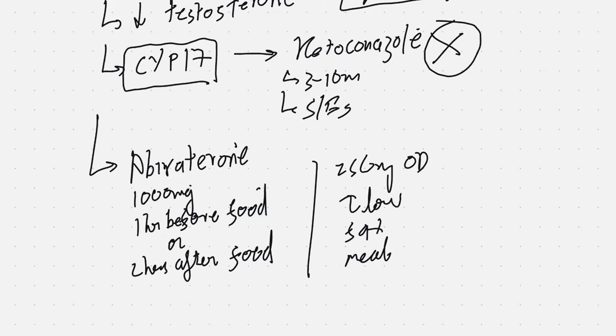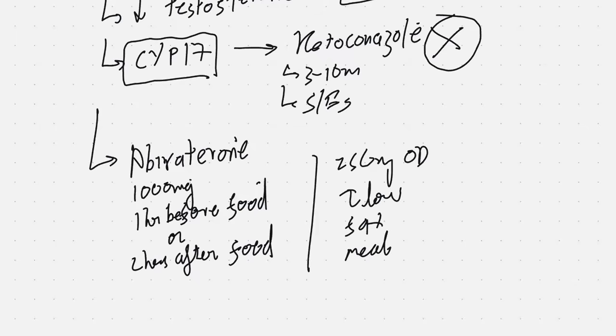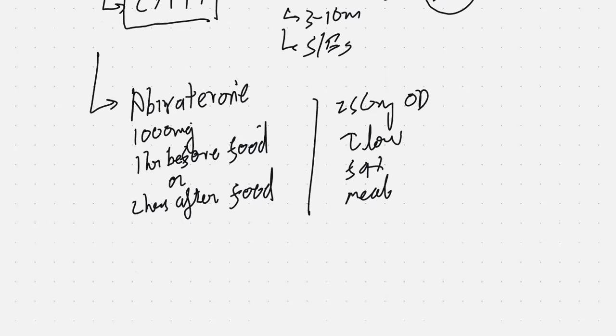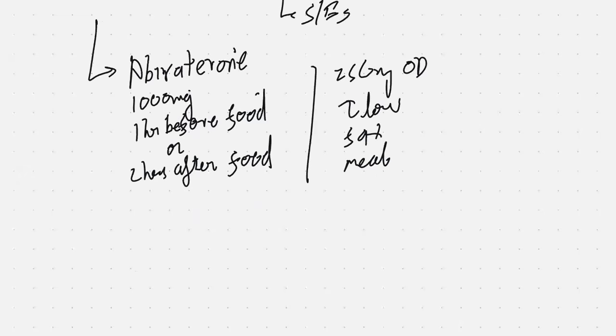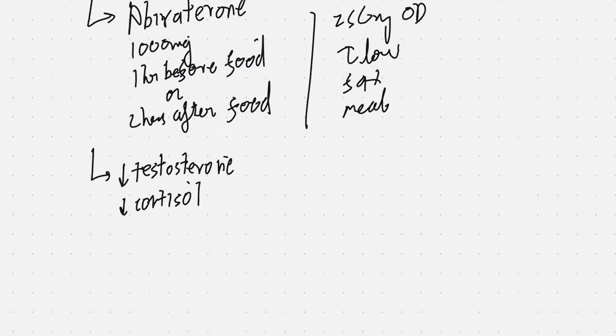Now, the important point with abiraterone is you should always combine it with steroids. Now, why do we give steroids with abiraterone? The question might arise. So, like I said, abiraterone is a CYP17 inhibitor. So, it decreases testosterone levels. Okay. It also decreases cortisol levels. So, it blocks the formation of testosterone, it blocks the formation of cortisol. This leads to an increase in ACTH secretion from the pituitary. Okay, as a feedback mechanism.